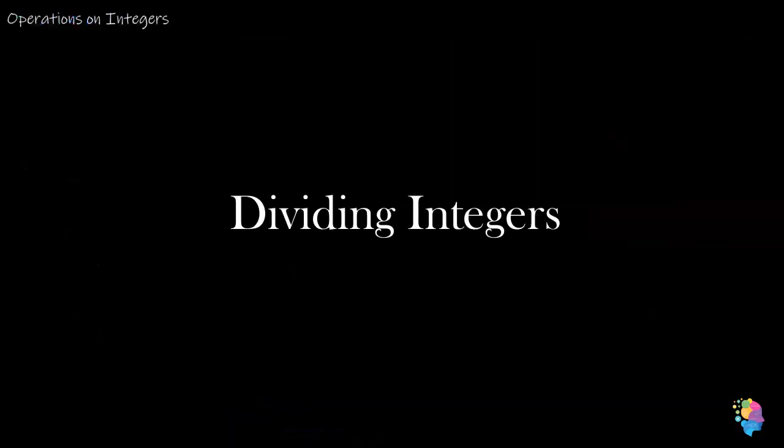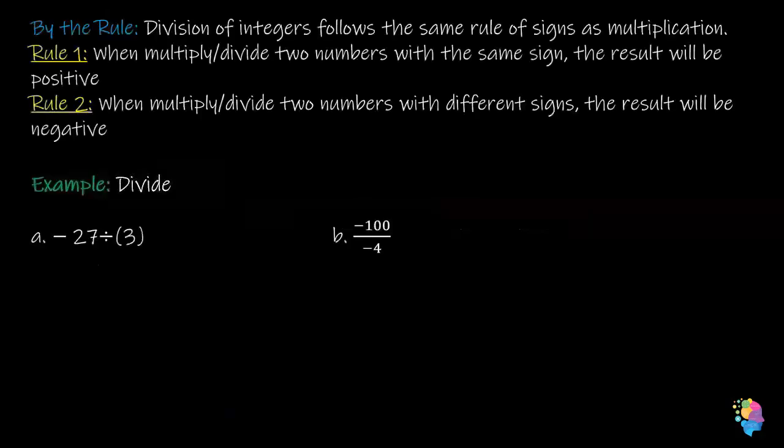Dividing integers. This is to practice the rule of signs when dividing. The rule for division is the same as multiplication. When we multiply or divide 2 numbers with the same sign, the result will be positive. That means that you will multiply or divide as we normally do, but the answer will be positive. And the second one, when we multiply or divide two numbers with different signs, the result will be negative. So let's try letter A.